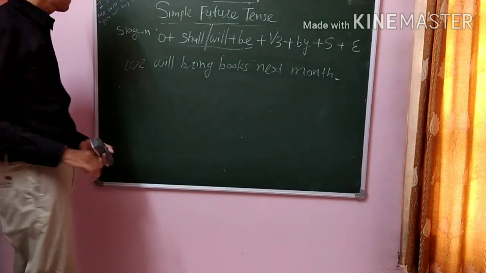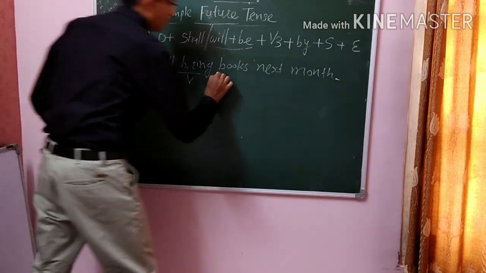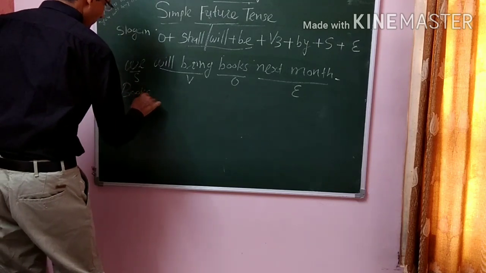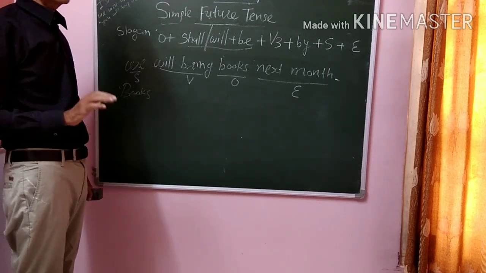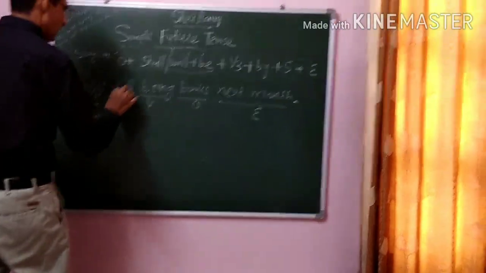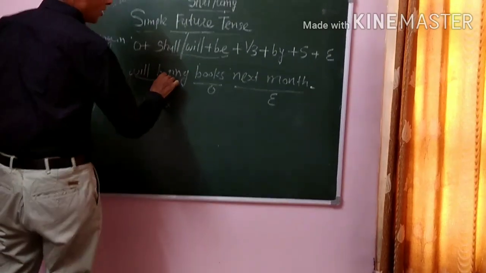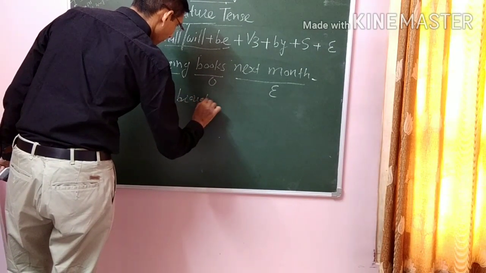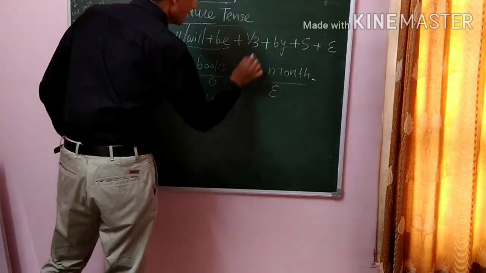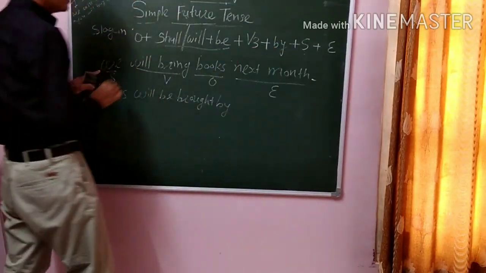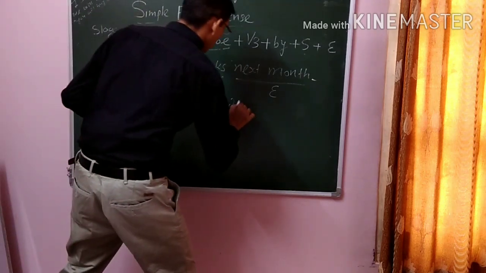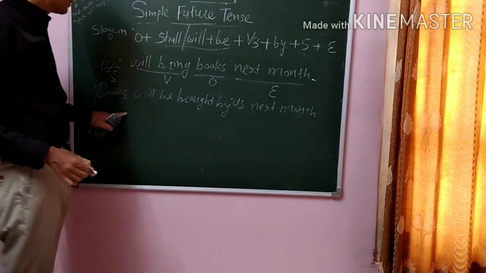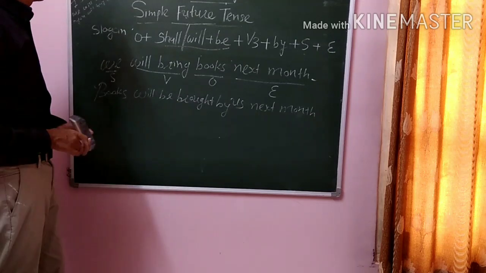We will bring books next month. Subject is we, will bring is the verb, books is the object, and next month is the extra word. We will put the books first, the object. Here we don't have to select singular or plural like that. Here will and shall. The books will, here will is there. Books will be brought. The change is will be, and the third form of bring is brought. Then by. Then the subject. We, you know that we turns into us. And another extra word is next month. So, books will be brought by us next month. One more example.